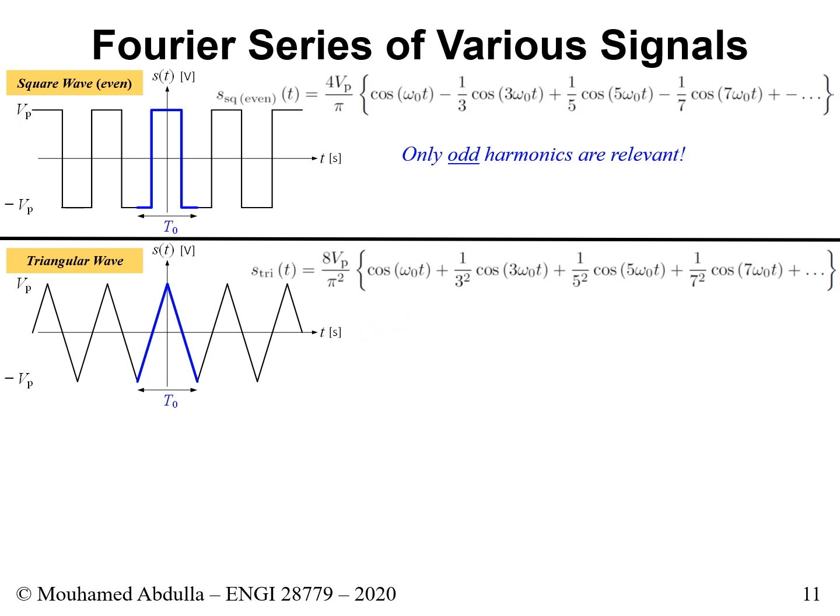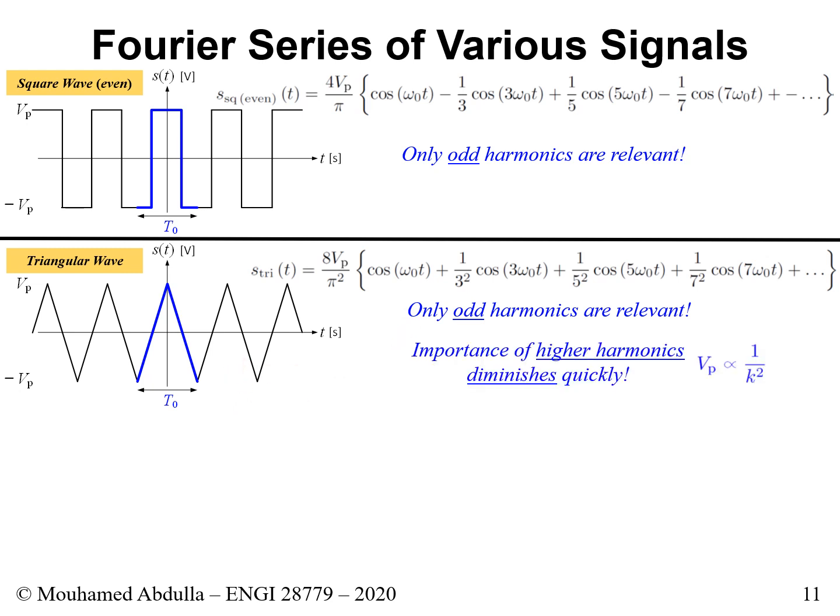The key things that we observe here for this triangular waveform is as follows. Similar to this one, only the odd harmonics are relevant. So 1 F naught, 3 F naught, 5 F naught, 7 F naught, so on and so forth. The even harmonics have no relevance whatsoever. They have a value of 0. So they don't play any role in this signal.